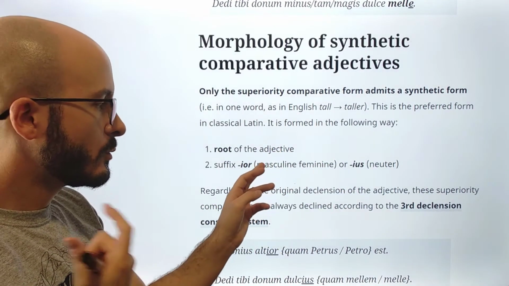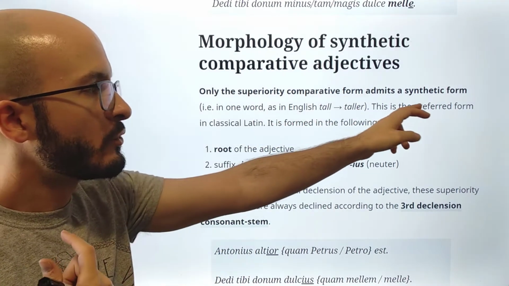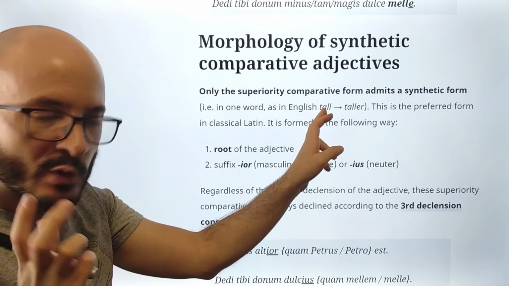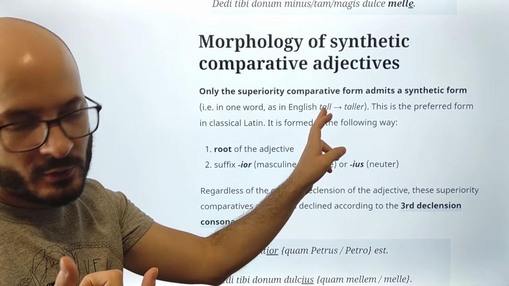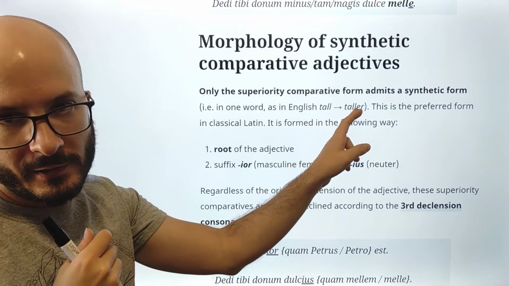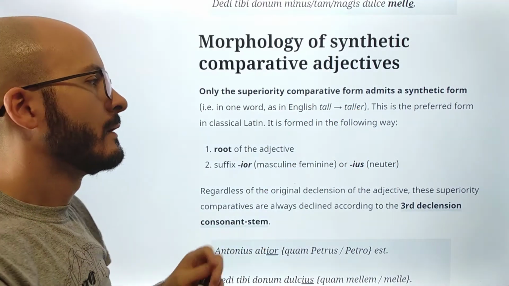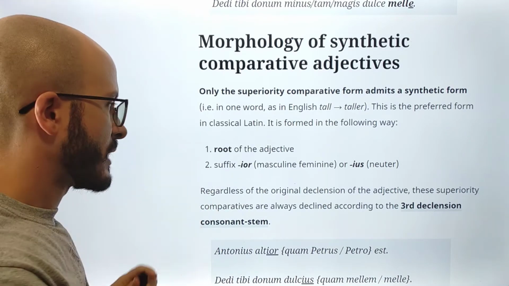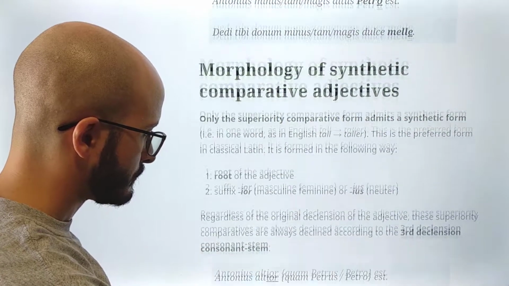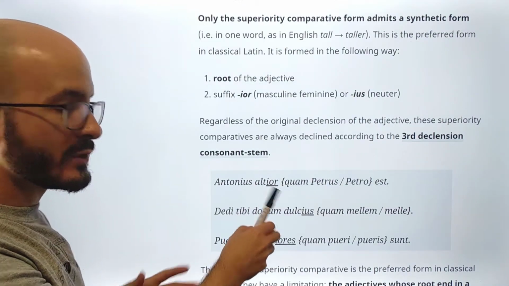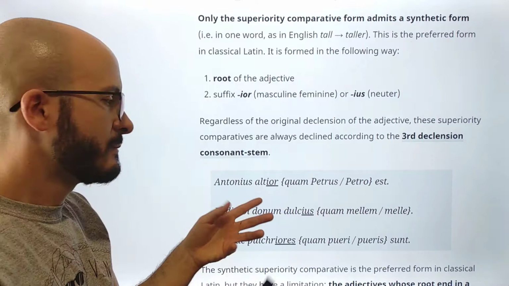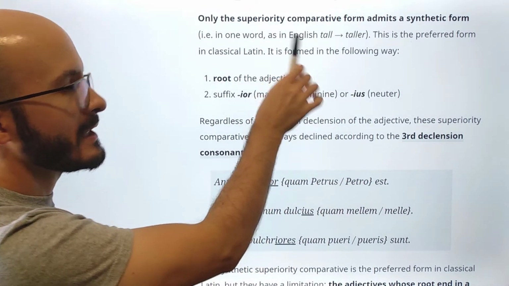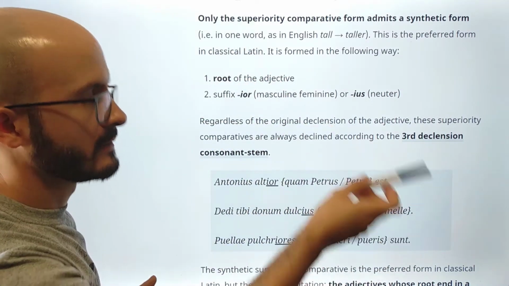Because what am I saying here about this is the preferred form in classical Latin? In English, you are kind of not supposed to say "more tall." You have to say "taller," always. Okay? In Latin, you can kind of say both. So for example, we could say altior, which is the preferred form in classical Latin, but we could also say plus altus. Okay? Anyway, how is the synthetic form formed?